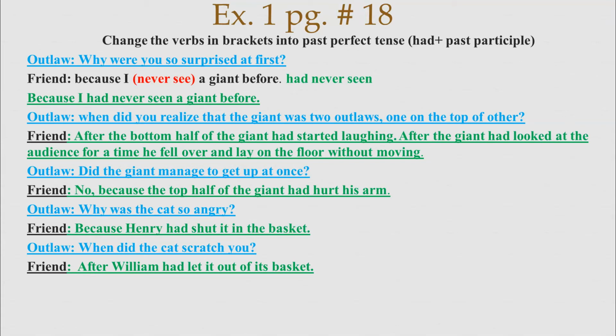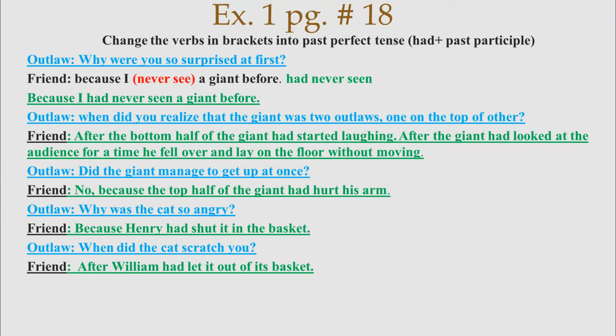Outlaw says, why were you so surprised at first? And friend says, because I never see a giant before. The verb in bracket is never see. We have to change it into past perfect. To change the verb never see into past perfect, we need the auxiliary verb had. Put the verb had. Because I had.